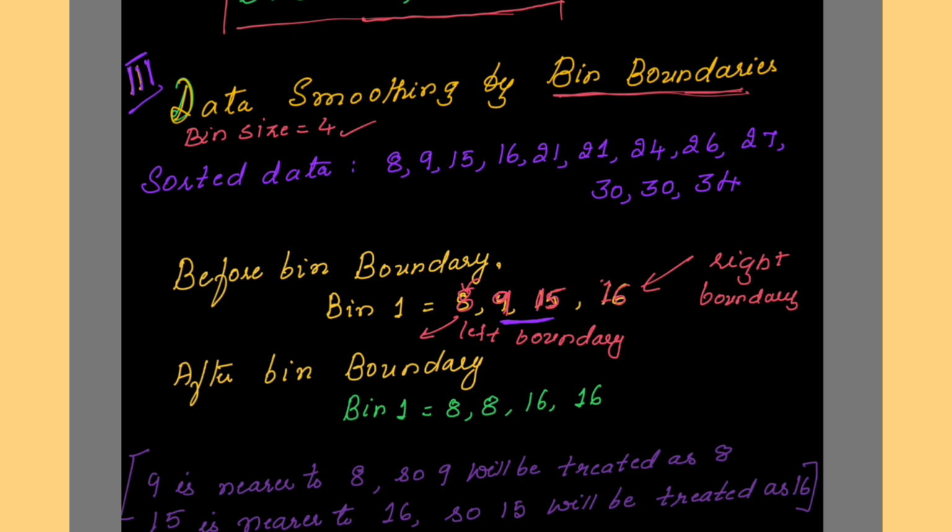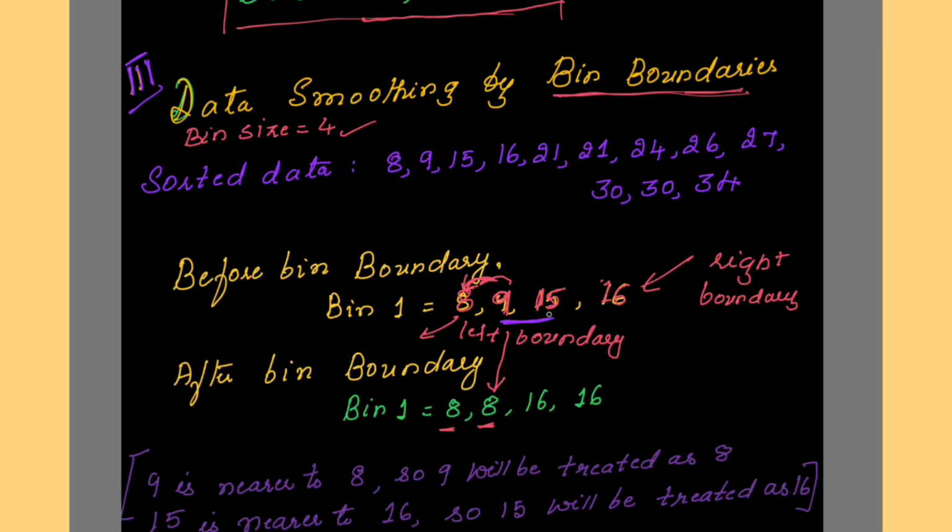So what you have to do is check whether 9 is closer to the left boundary element or the right boundary element. 9 is closer to the left boundary element. So we have to replace 9 with 8. You can check here in the solution, in bin 1, the left boundary element is as it is. The 9 has now become 8 because it is closer to the left boundary.